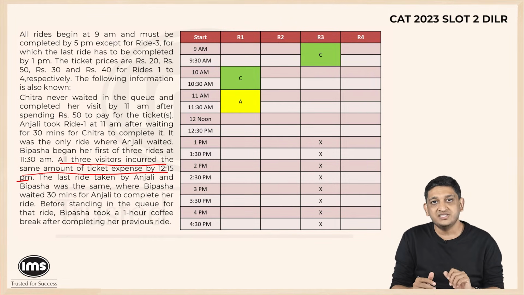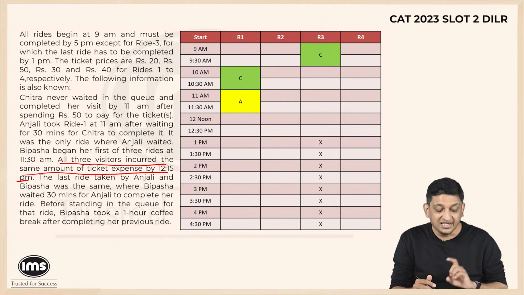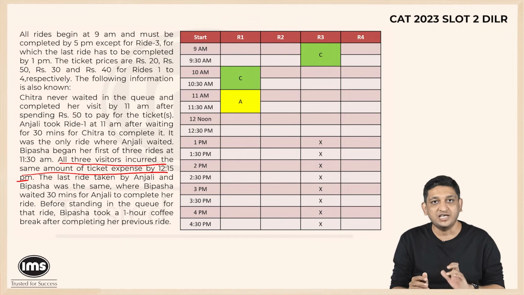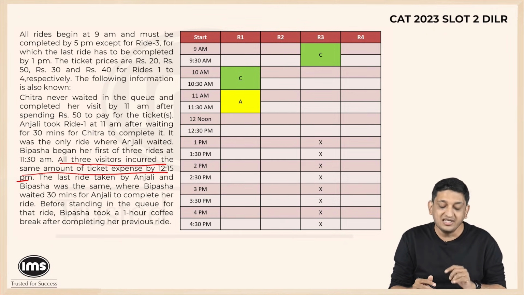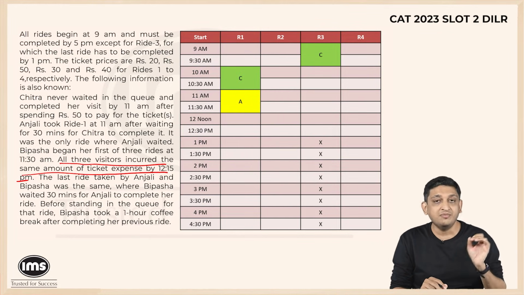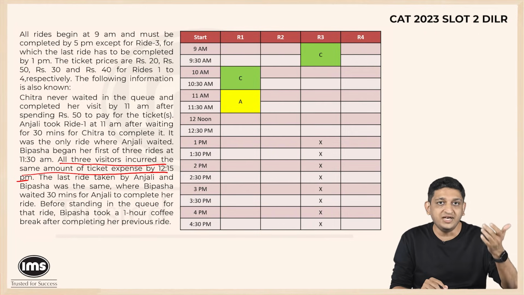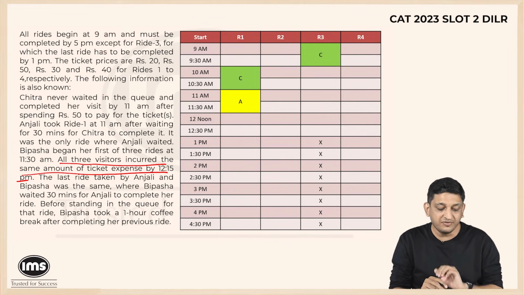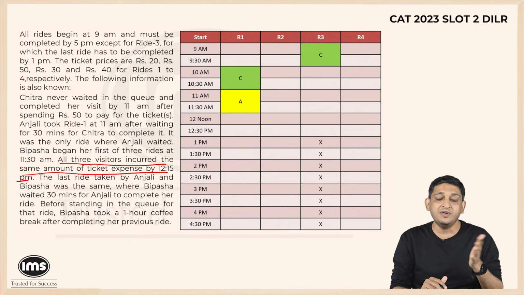And Chitra is out of the system before 12:15 p.m. Chitra has spent 50 rupees, which means that Anjali and Bipasha would have also spent 50 rupees each. That's what we know. We also know that Anjali was in ride 1 from 11 a.m. to 12 noon. Now if Anjali was in ride 1 from 11 a.m. to 12 noon after waiting for half an hour before entering ride 1, we know that Anjali has already spent 20 rupees, which means Anjali will have to spend another 30 rupees to reach that 50 rupees level.